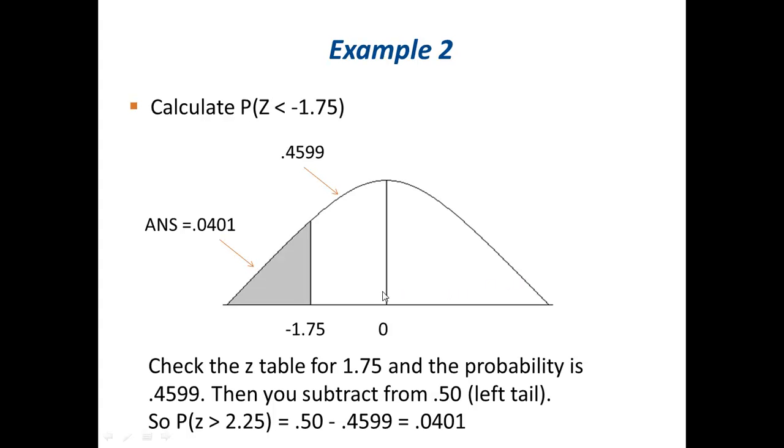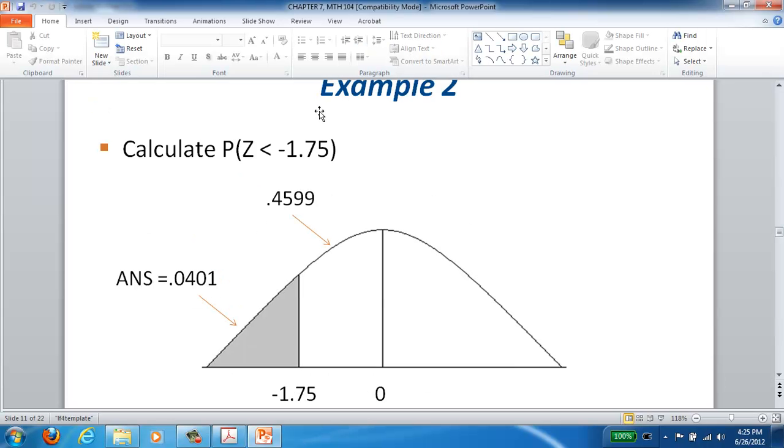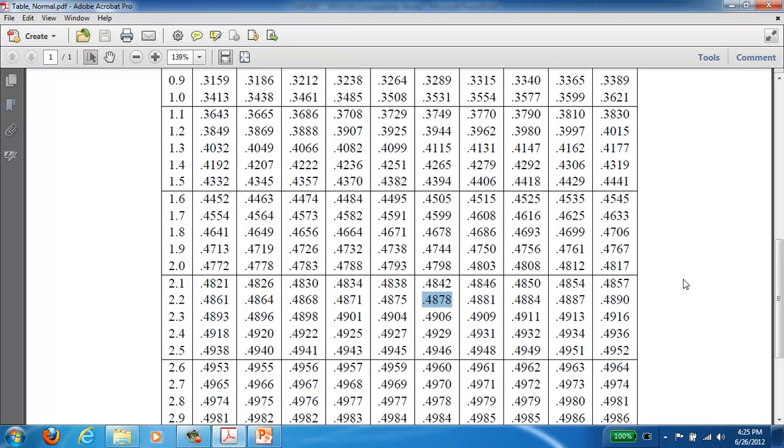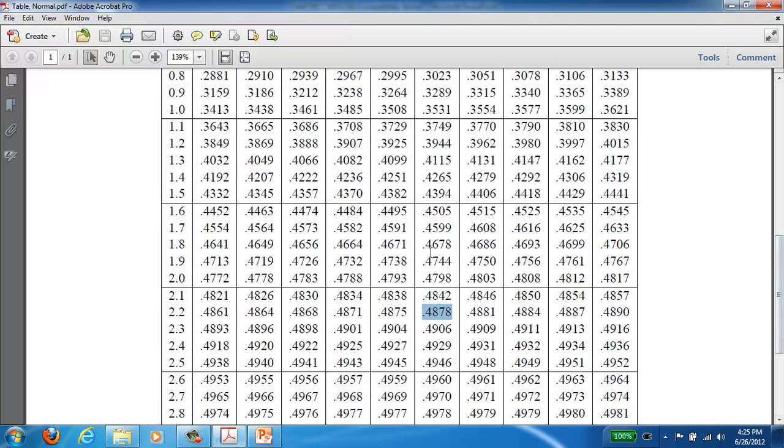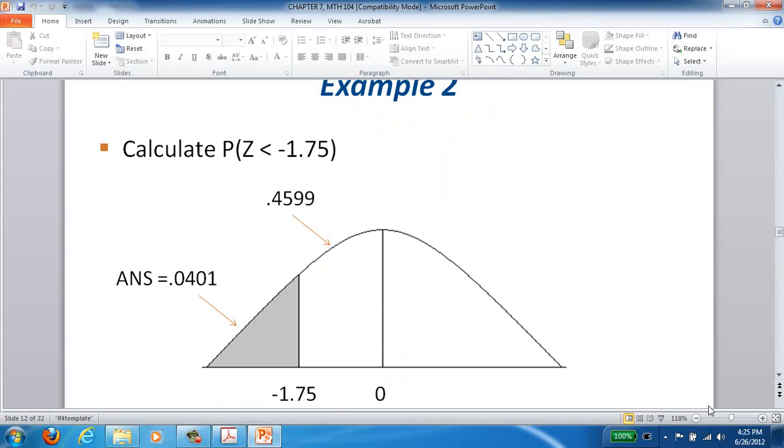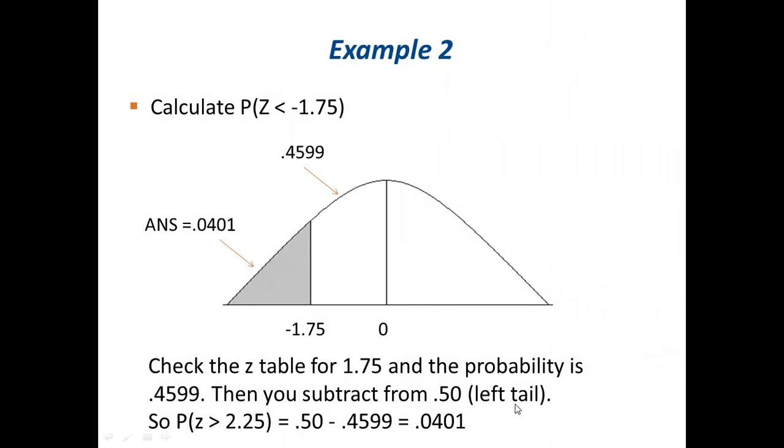Same case, what is the probability z to be less than negative 1.75? So we have a tail again, so we check the probability on the chart for 1.75. For 1.75 the probability is 0.4599, and then we also subtract from 0.5. So the answer, as you can see, will be 0.0401.